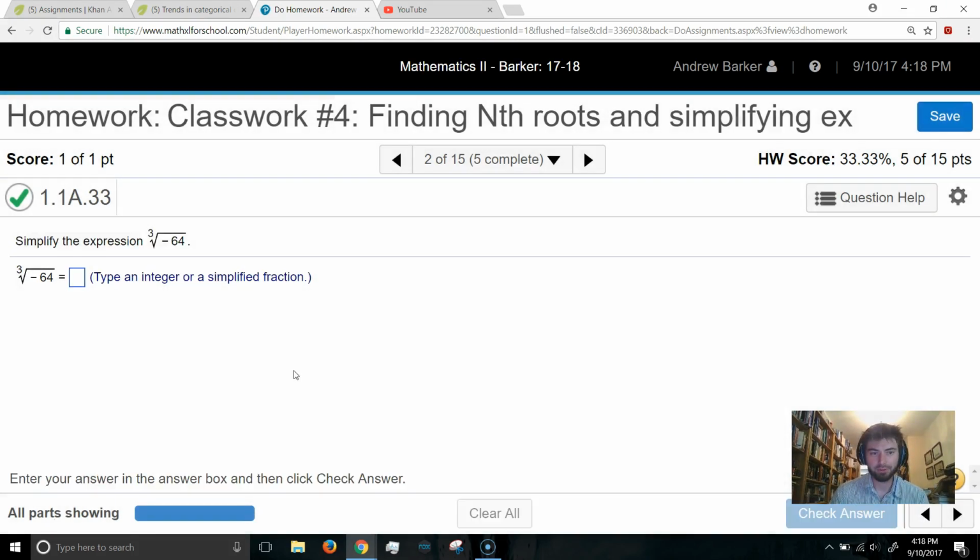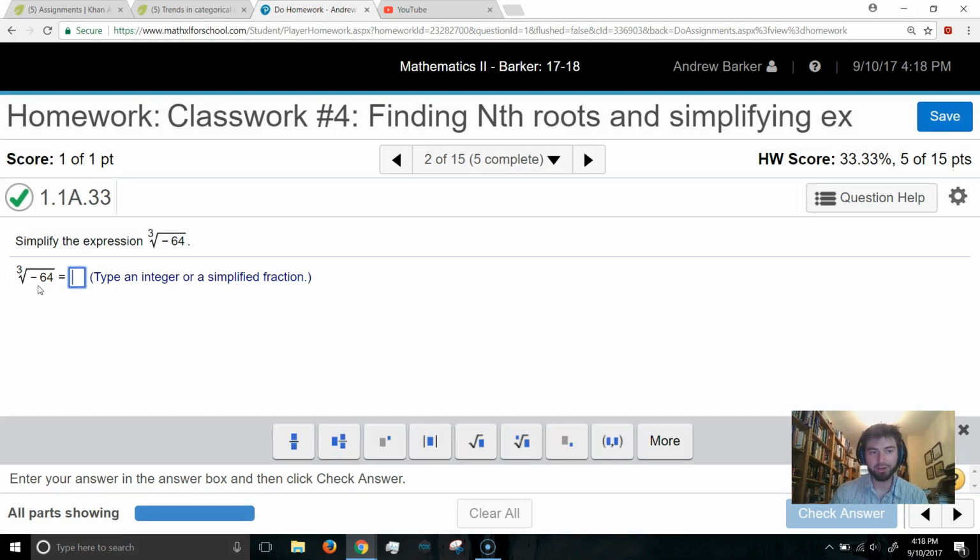Similar question. So this one is a negative 64. We already know the answer. The cube root of 64 is 4. If it's a negative, though, it'll be negative 4. Another way to think about this is what number times itself 3 times gives you negative 64. Well, 4 times 4 is 16. Well, negative 4 times negative 4 is still 16. And then 16 times negative 4 is negative 64.